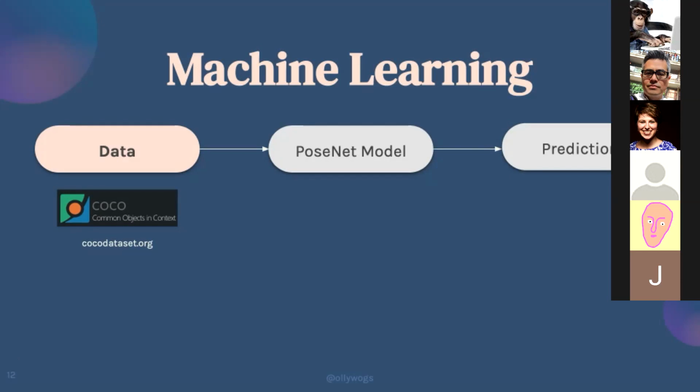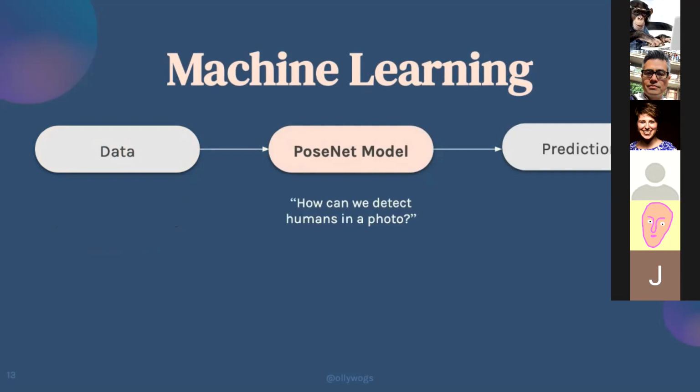So as always, machine learning requires a lot of data. And in this case, the PoseNet team used something called the COCO dataset. So if you go to cocodataset.org, you can find lots of images which are labeled. And the team used that to create a model that answers the question, how can we detect humans in a photo? In other words, what are the common characteristics that we can use to learn about what makes a group of pixels a person? Which, if you think about it from a computer's point of view, is really not that easy, because a pixel is just like a bunch of numbers.